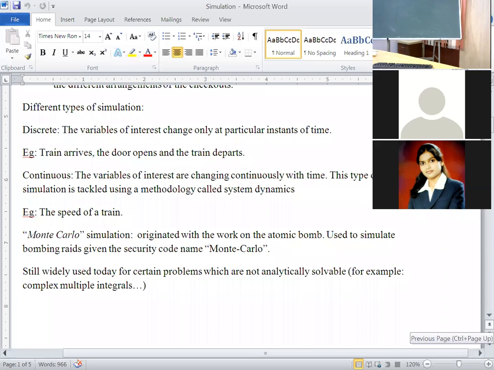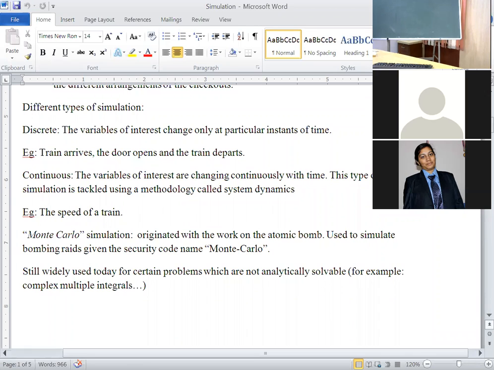This model was developed by Monte Carlo. That's why the simulation is called Monte Carlo simulation. The process is the same here. The process of simulation is defining the problem and stating the objectives. Then development of an appropriate model. Exactly, it is nothing but a prototype. Simulation, we can define as a prototype.